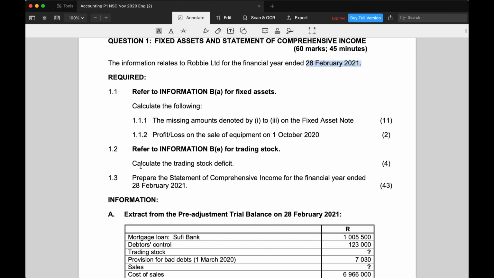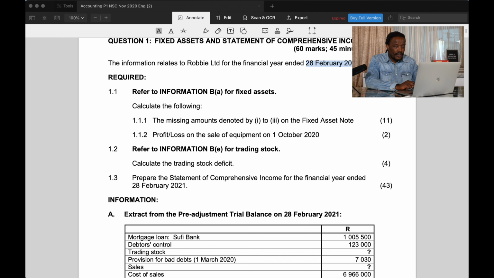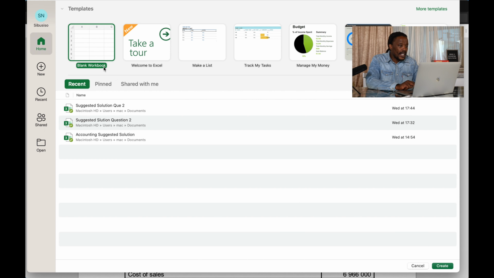And then 1.2, calculate the trading stock deficit. Then prepare the statement of comprehensive income, 43 marks. Out of these 43 marks, there are about 15 free marks that you must take advantage of. And before I look at the information given, I know that I have to prepare my statement of comprehensive income. Let me open the spreadsheet.